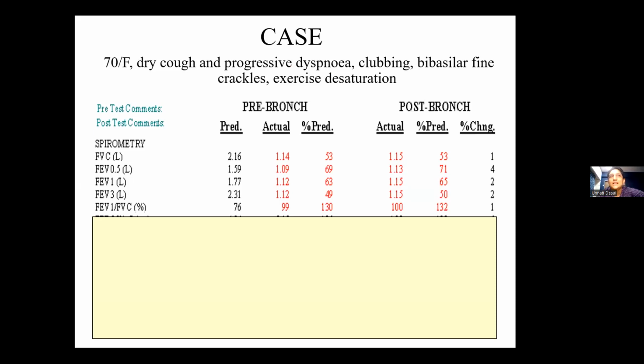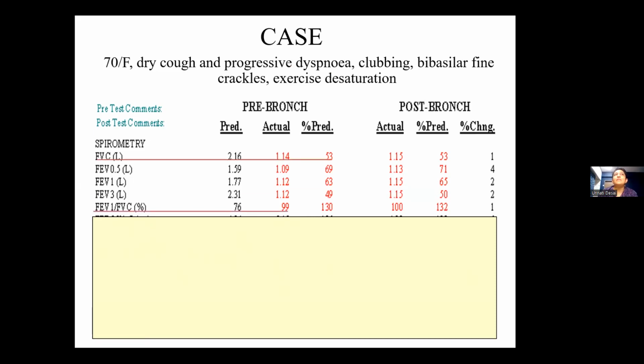So what you need is FVC, FEV1, and the FEV1 by FVC ratio. Cover the rest of the things which are not required. We've covered all the other parameters. Next, we will look at the FEV1 by FVC ratio. As you can see here, we have to see the actual value, which is 99%, and this is normal.